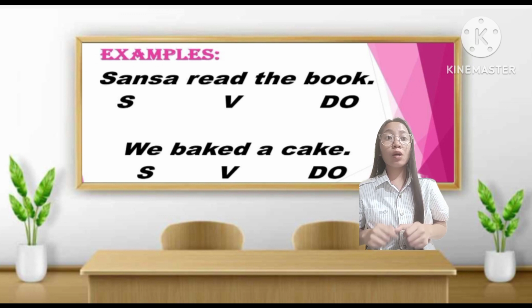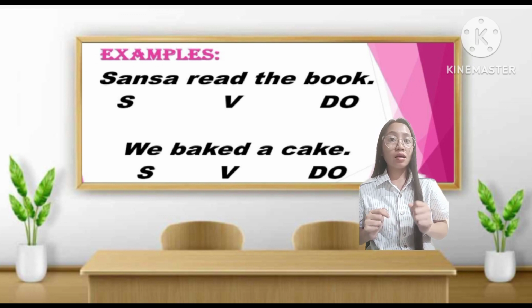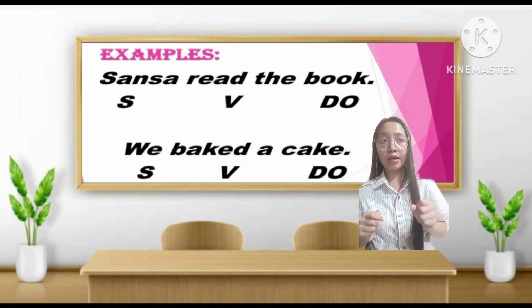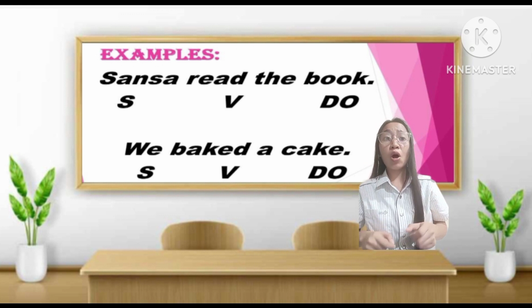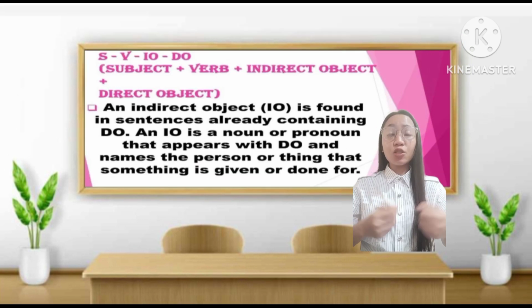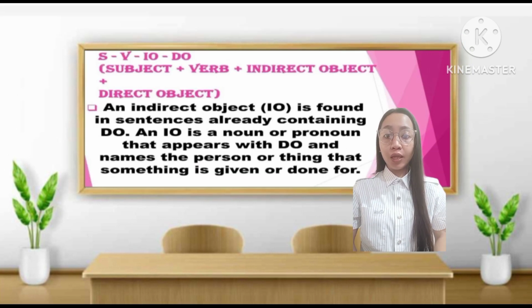Next is, we bake a cake. We is the subject. Bake is the verb. A cake is the direct object. What did they bake? A cake. Next, we have the SVIODO or the subject, verb, indirect object plus direct object.